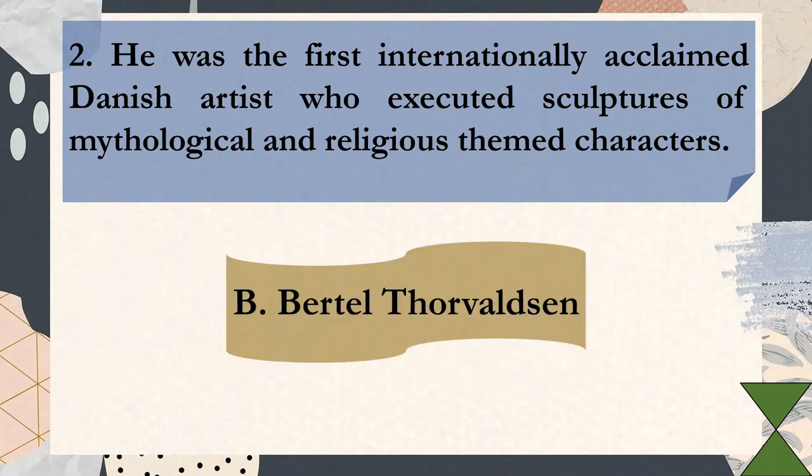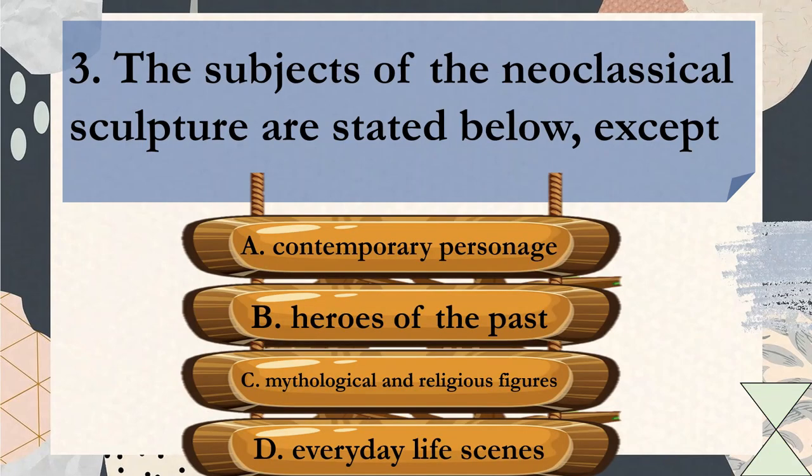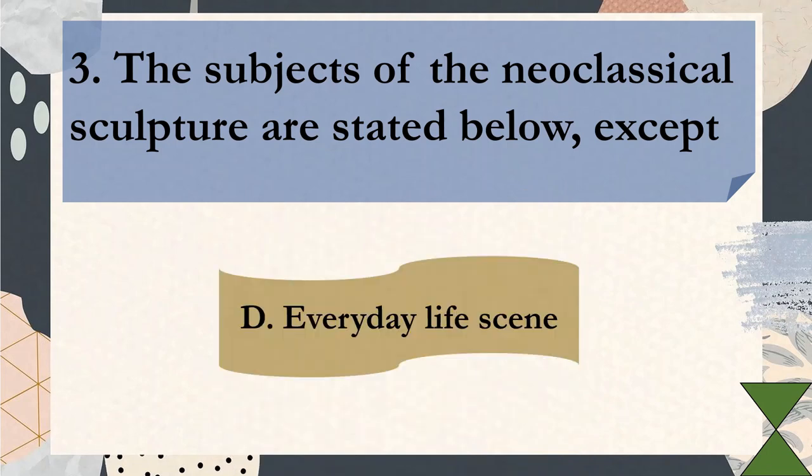Bertel Thorvaldsen. 3. The subjects of the neoclassical sculpture are stated below except A. Contemporary personage, B. Heroes of the past, C. Mythological and religious figures, D. Everyday life scenes. Good job! The correct answer is D.